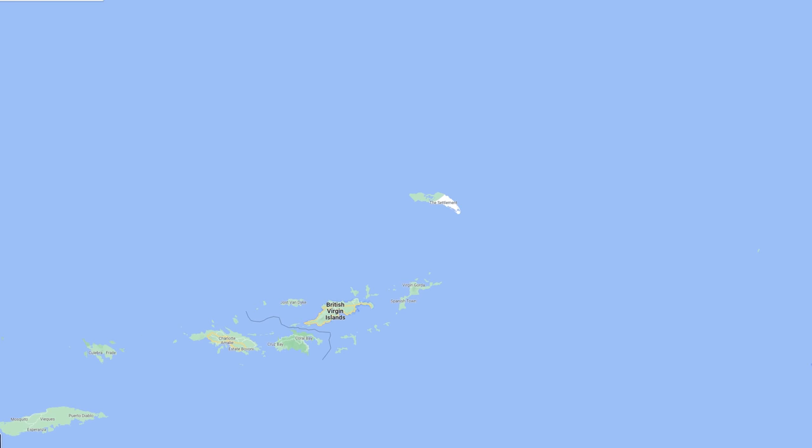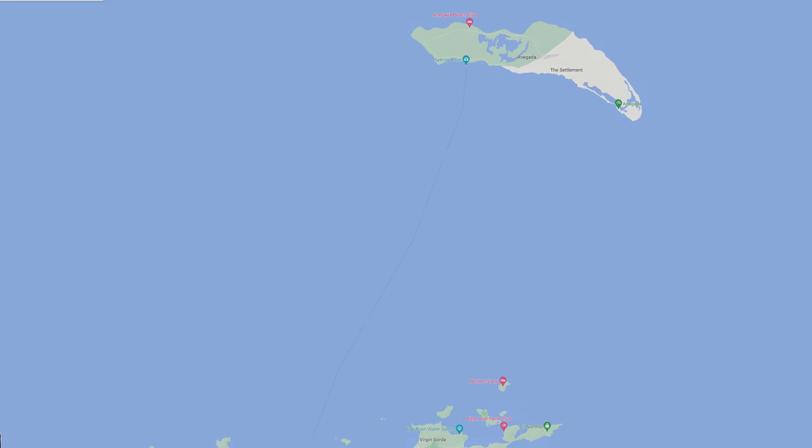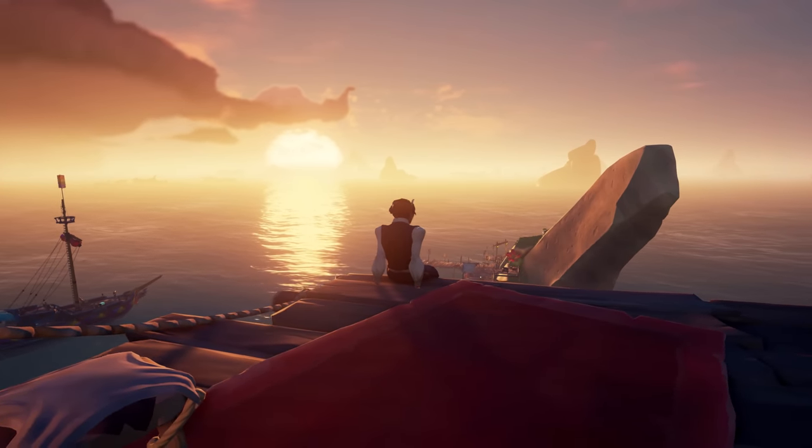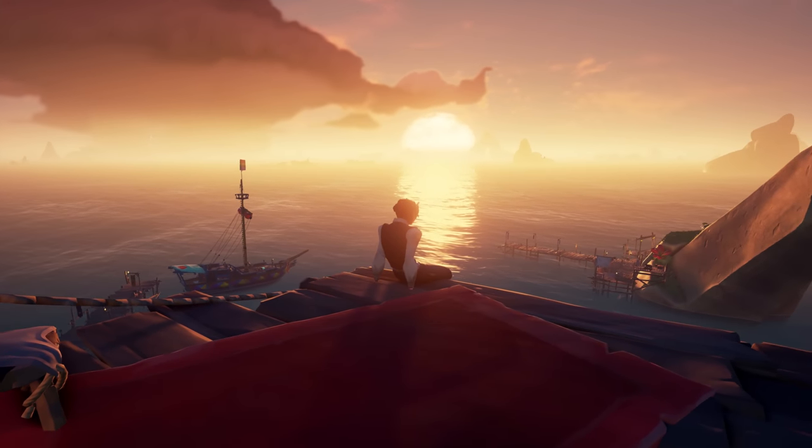In the beginning, there was nothing. In this area of sea here, as seen on Google Maps. Then Rare said, "Let there be a Sea of Thieves. It shall have four main regions.